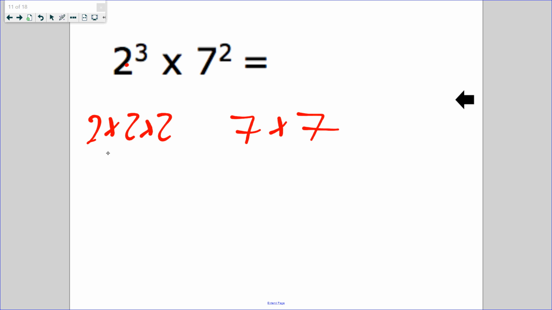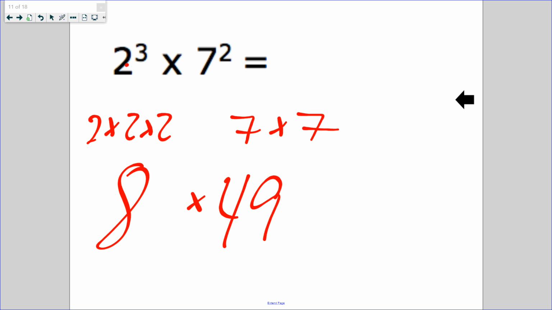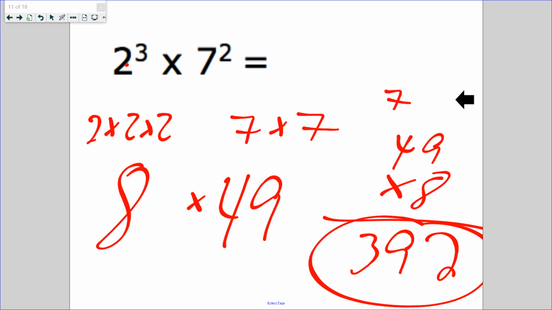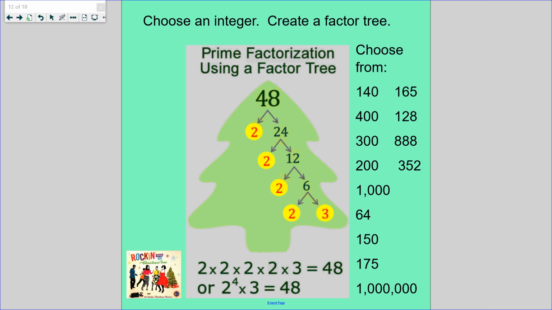So what's 2 times 2? 4. 4 times 2 is 8. 7 times 7 is 49. So what is 49 times 8? 8 times 9 is 72. Carry the 7. 8 times 4 is 32, plus 7 is 39. So 392.